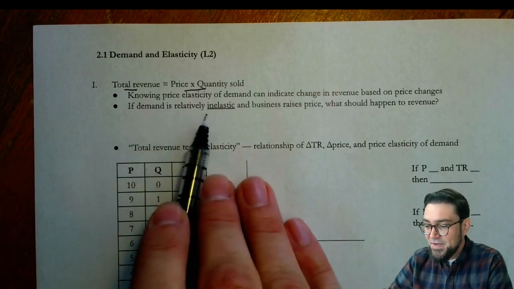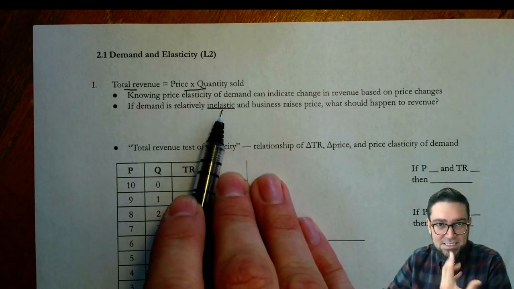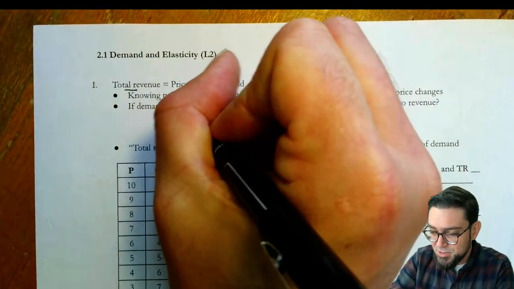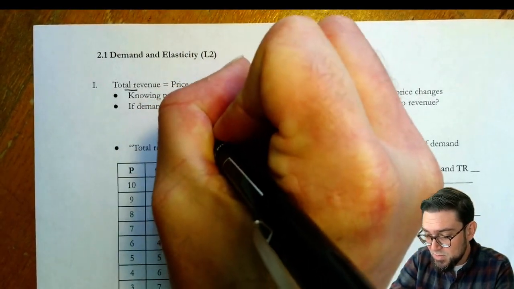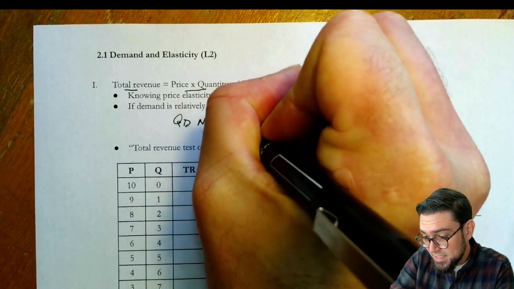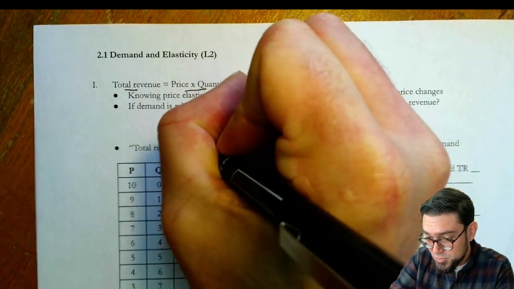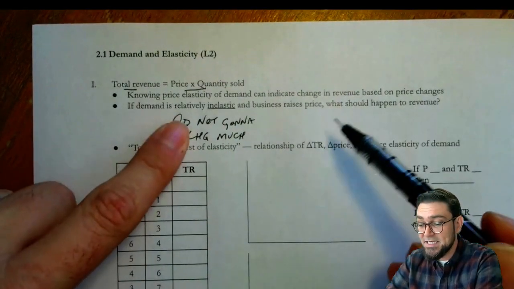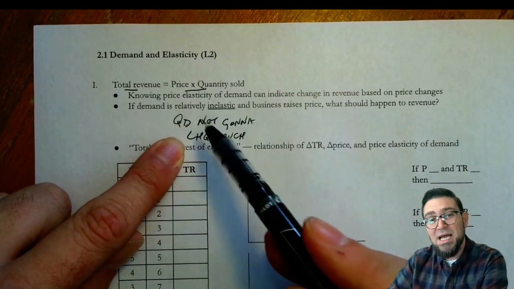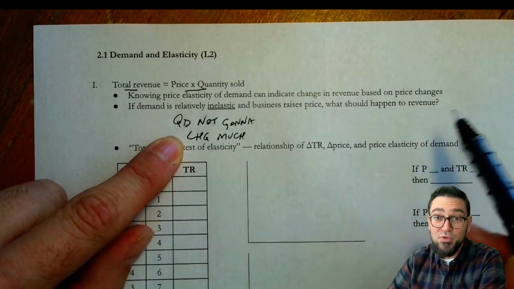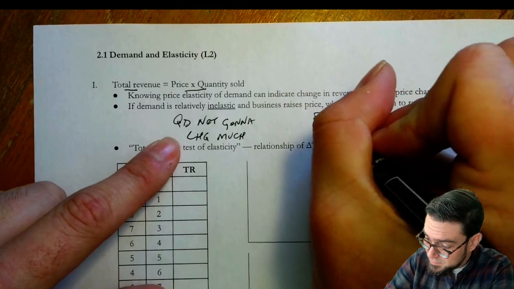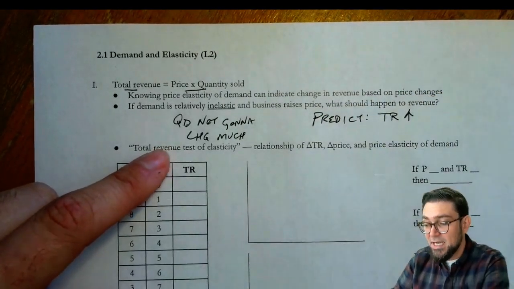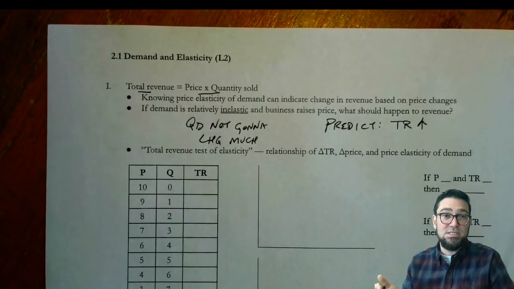If I know that the demand, for example, is relatively inelastic, we'll just go through this example, and the business raises its price, well, this tells me that the quantity demanded is not going to change much. That's what this tells me, that it's relatively inelastic. And I raised my price, so that means I'm not losing very many sales. So we could predict that total revenue will increase. I'll make more money because I raised the price and I didn't lose that many sales.